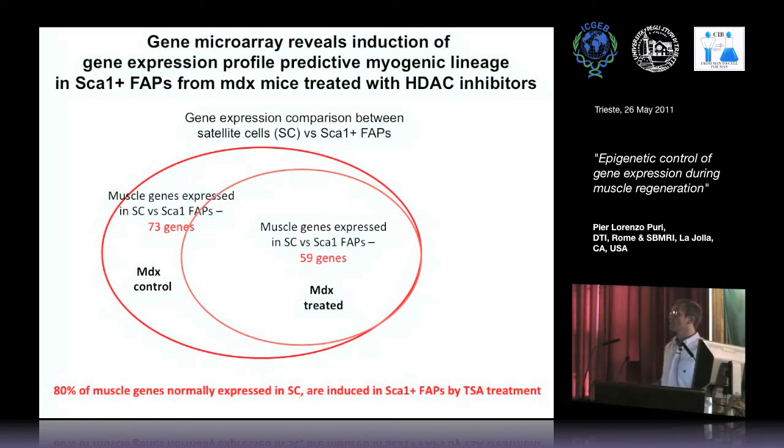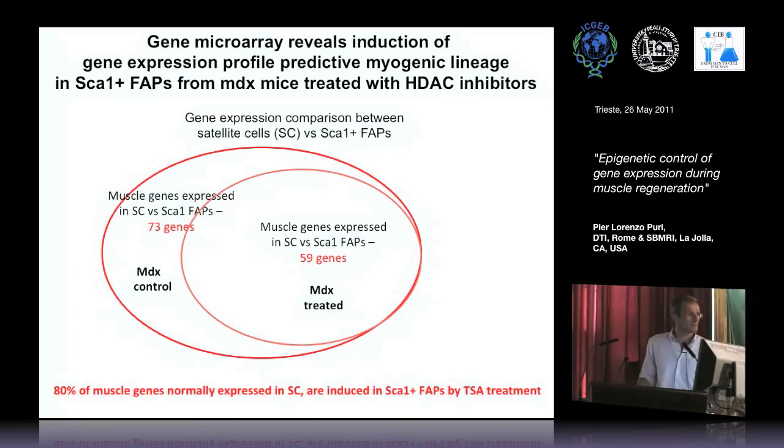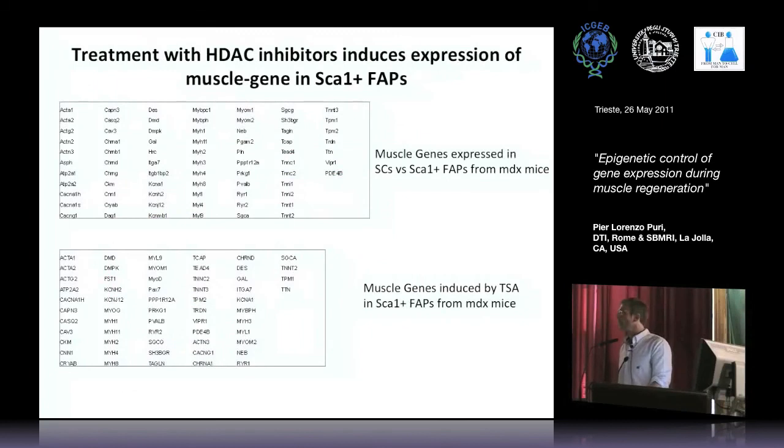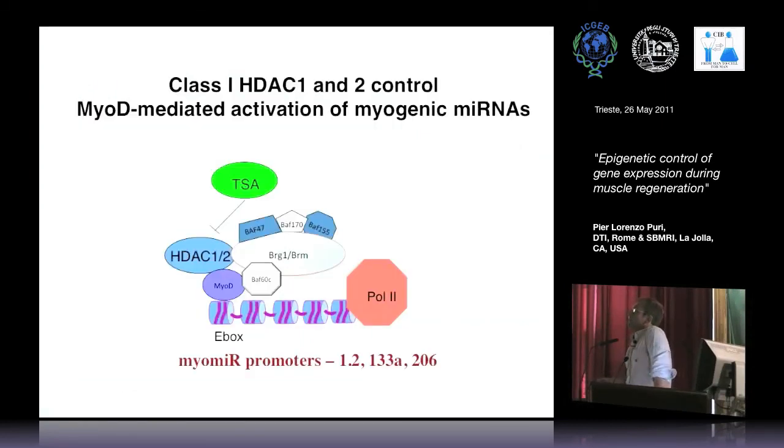80% of these muscle genes that are normally expressed in satellite cells are now expressed in muscle interstitial cells of MDX mice exposed to deacetylase inhibitors. And this is the list of the genes. This network proposes that after exposure to agents that inhibit histone deacetylases 1 and 2, a number of muscle genes are induced. This is because of the recruitment of the SWI/SNF complex.